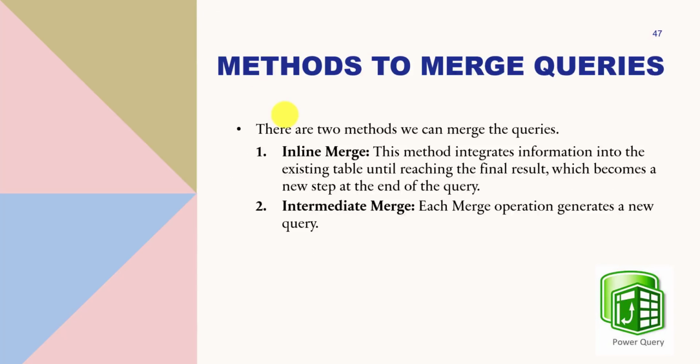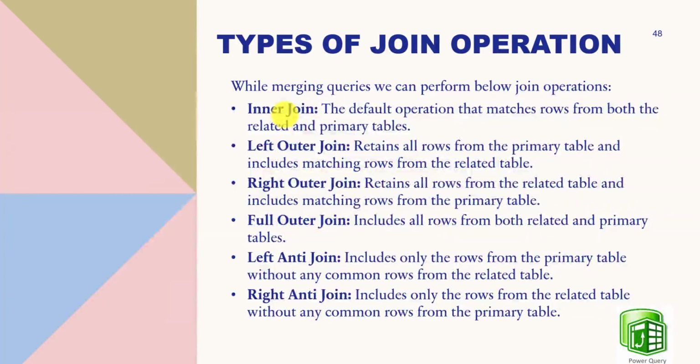There are two methods to merge queries, similar to append queries: inline merge and intermediate merge. In inline merge, it will merge the query with another query, and intermediate merge means it will generate a new query. There are also types of join operations. While merging queries, we can perform the following join operations.